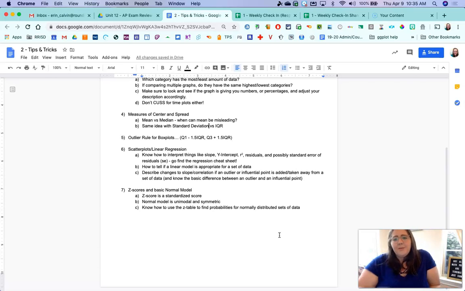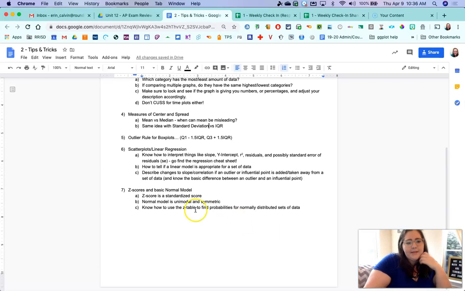Typically, outliers are above or below the rest of the data, whereas an influential point is to the right or to the left of the rest of the data. Both an outlier and an influential point are not in the pattern, but influential just means that it's having a much bigger effect on your correlation and your slope.